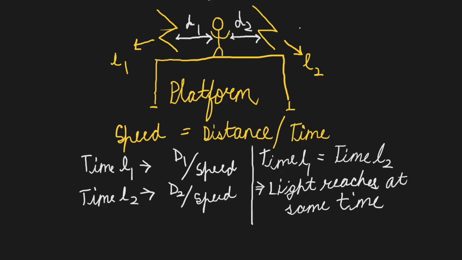A person is standing right in the middle of a platform. There are 2 simultaneous lightning bolts that strike on either side of him. Now, to that person, the resulting light that has been illuminated from the lightning strikes would reach him at the same time. This is because the speed of light is constant.